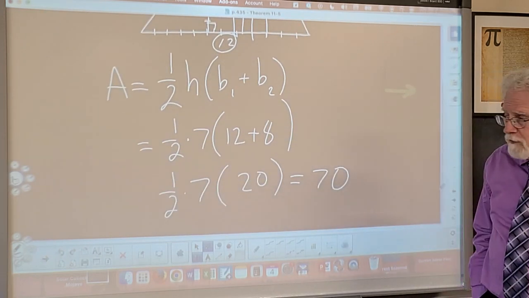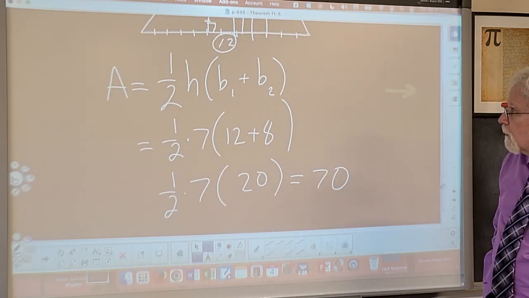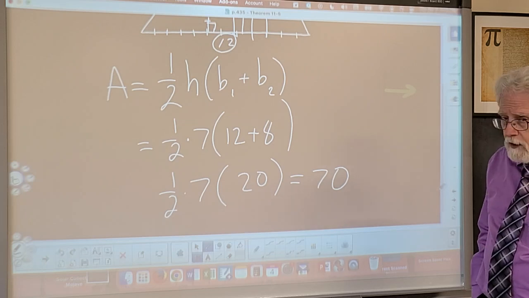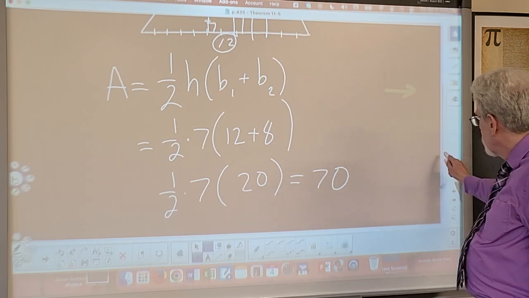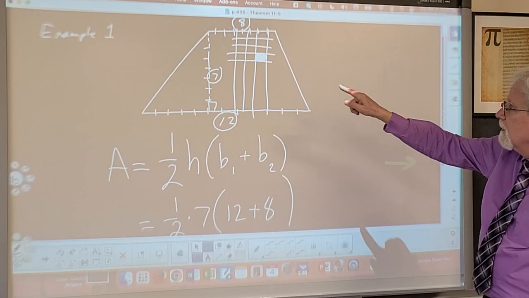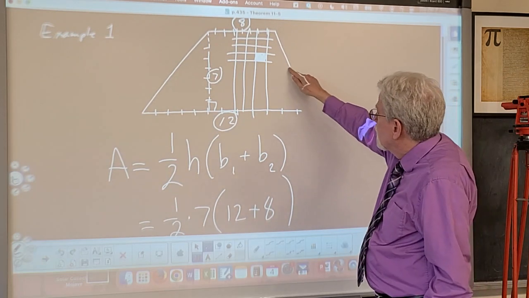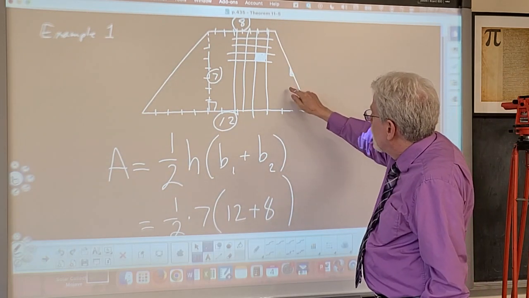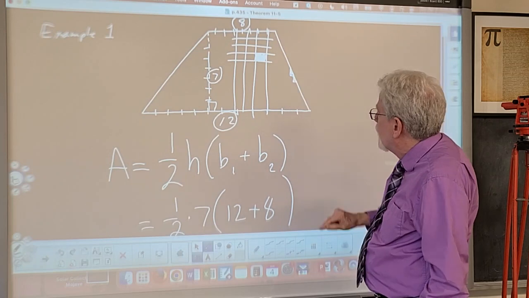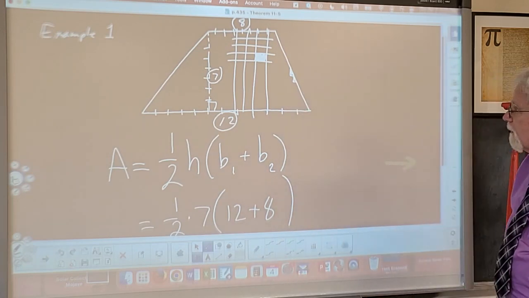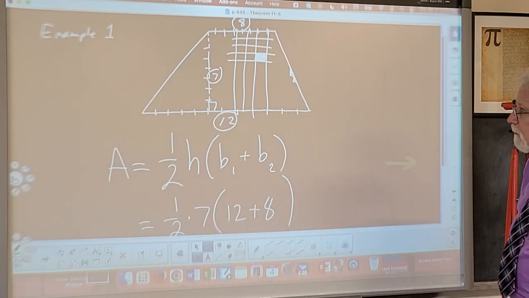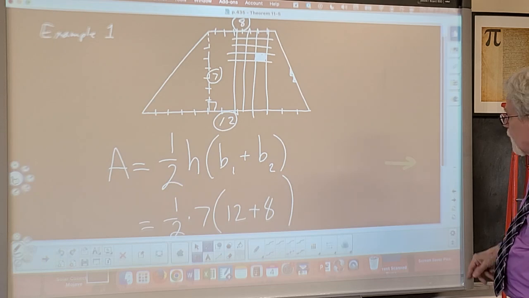70 squares. So the area is 70 square units. 70 little squares. Now some of them are going to be like little triangular pieces, and you take one there and put it together with one down here to make it one square. But altogether we could get 70 square pieces inside that trapezoid.